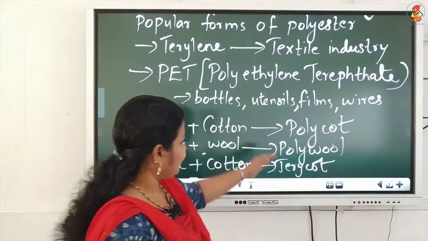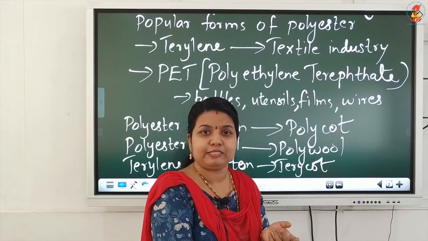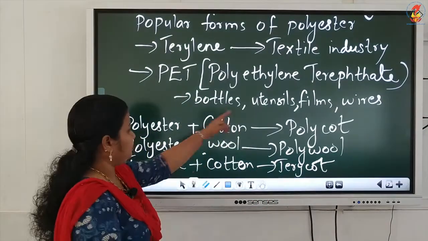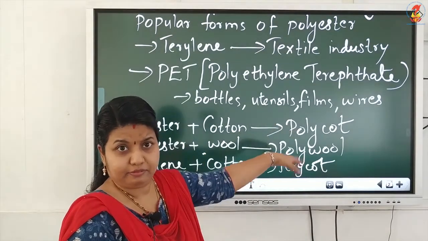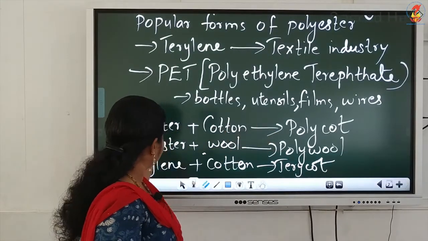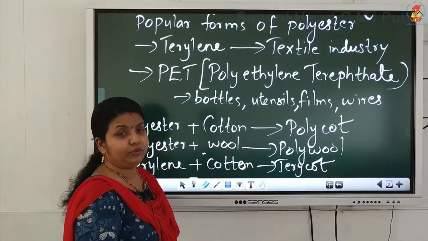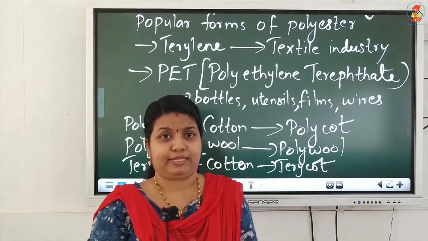Okay, so these are examples of three mixed fabrics, where a synthetic fiber is mixed with natural fiber to get mixed fabrics: polycoat, polywool and terrycoat. You will get the name of the combining fibers from the names of these mixed fabrics. Polyester and cotton gives you polycoat, polyester and wool gives you polywool, terylene and cotton gives you terrycoat. Okay, so that's about polyester.